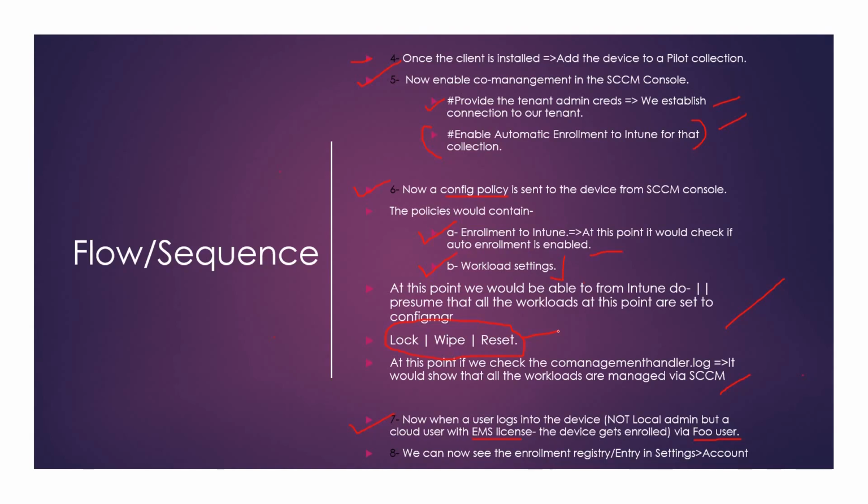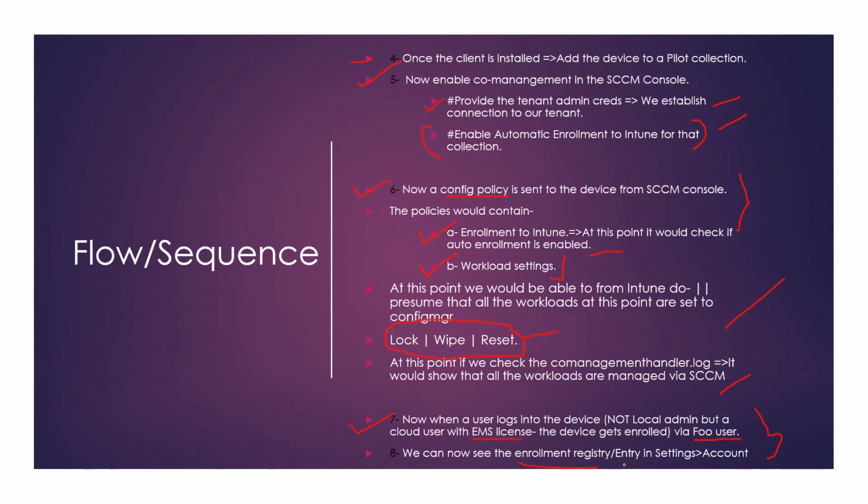So after this configuration policy reached the device, a user logged in needs to be a cloud user with an EMS license assigned, and then the device will get automatically enrolled. Now, if the user goes to the enrollment registry, as I showed, he will be able to see the registry entry saying that the device is enrolled. It will show foo user over there, not the name of the user, implying that the enrollment happened using SCCM.